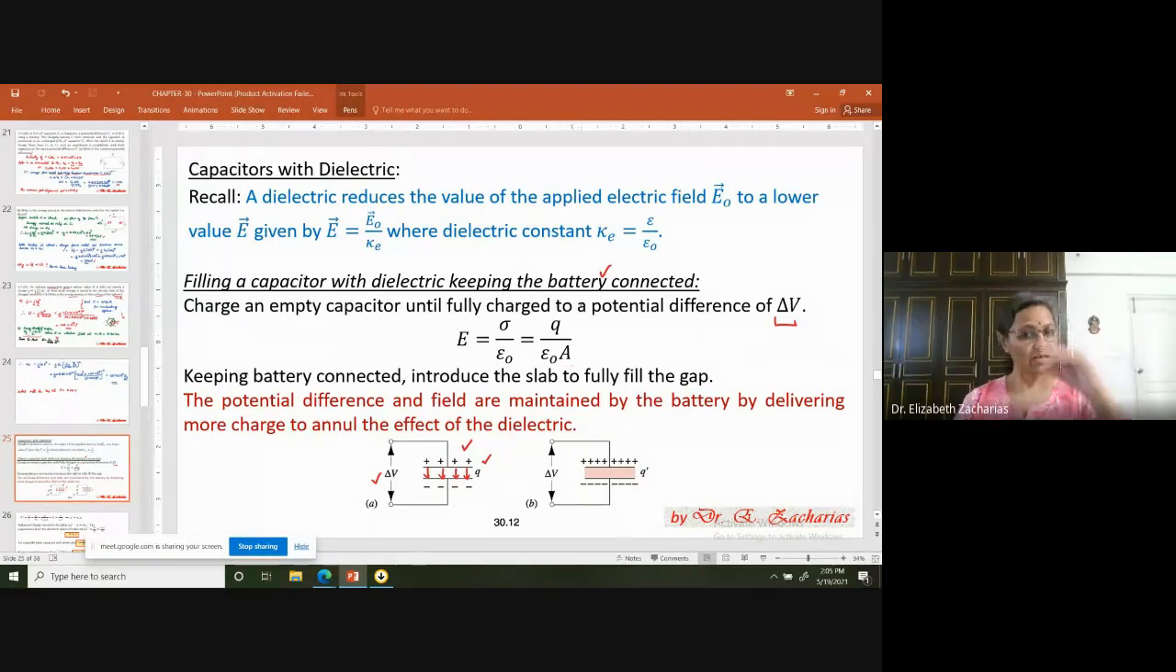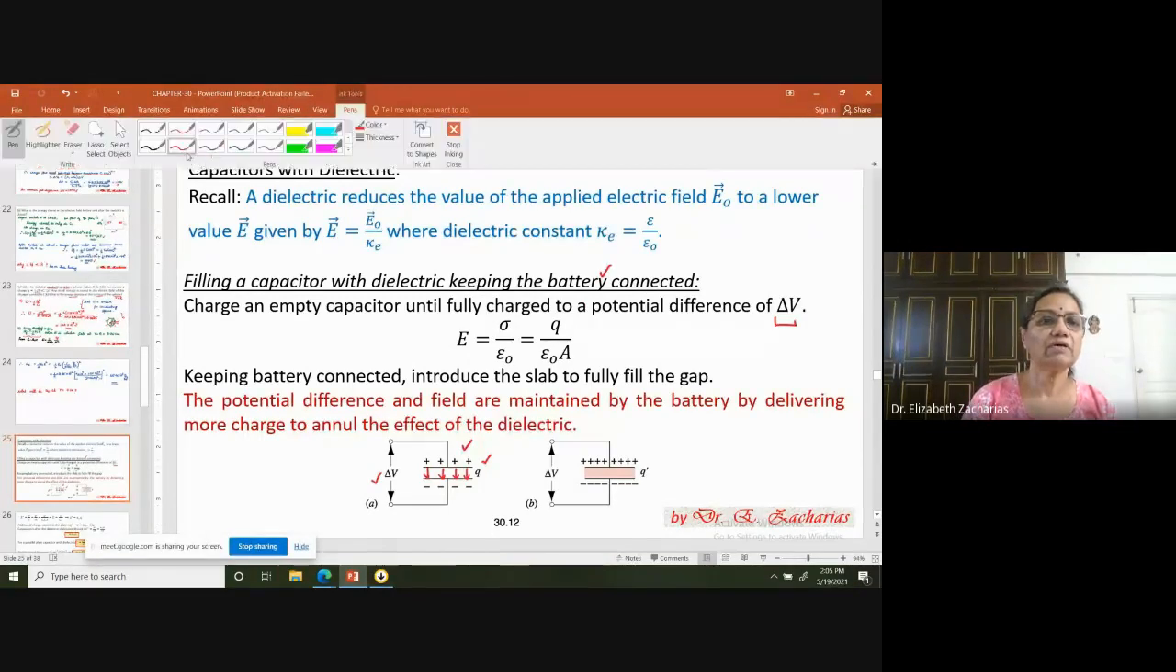Now what you do is, keeping the battery connected, you take a dielectric slab and introduce it into the space between the two plates of the capacitor so that it fills this gap. The capacitor is fully charged, the battery is connected, and you introduce the dielectric slab so that the gap between the two plates is now full. Okay, now let us see what is the effect. So that's the second picture.